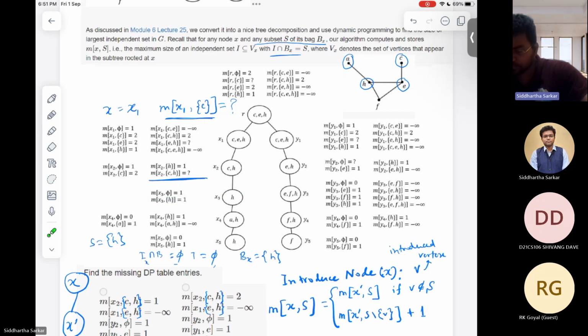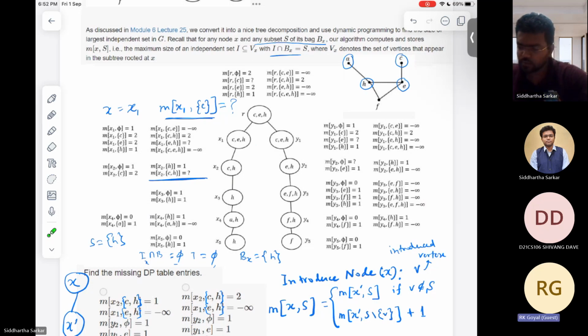have already given, the entry corresponding to x2 and c comma h is 1 plus this, because the vertex which is introduced at this node is h, and h is part of that subset which we are interested in, ch. So this rule is applicable and not the first rule. So that is how it's completed.